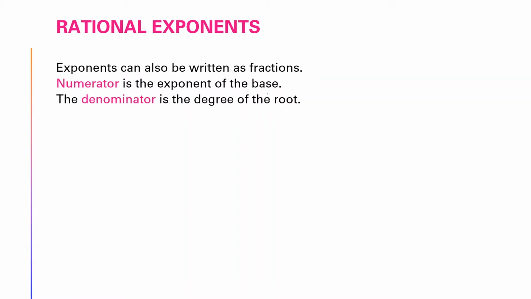Exponents can also be written as fractions. The numerator is the exponent of the base and the denominator is the degree of the root. For example, 8 to the power of 2 over 3. Now the denominator of the power is going to be the degree of the root. So we know that the degree is 3. So it's going to be cube root.